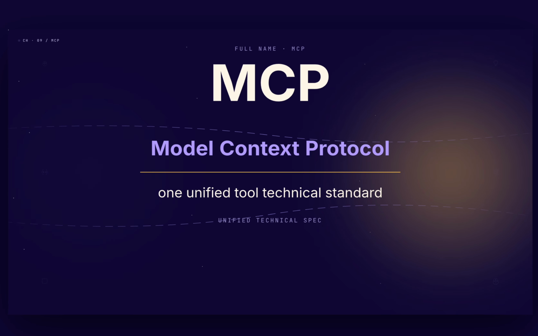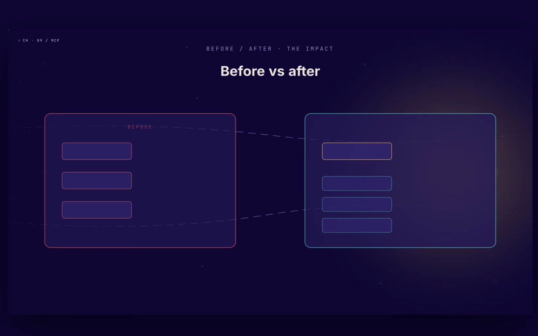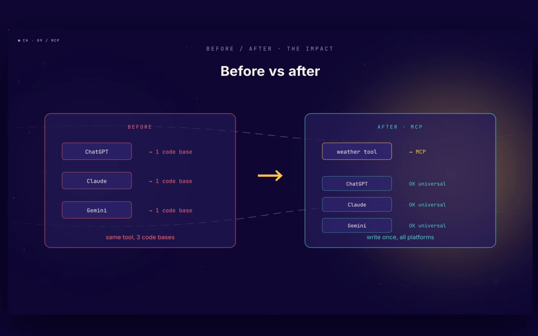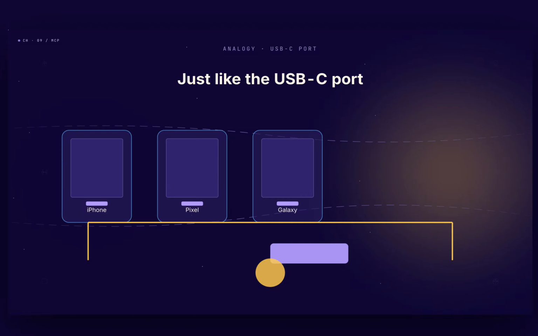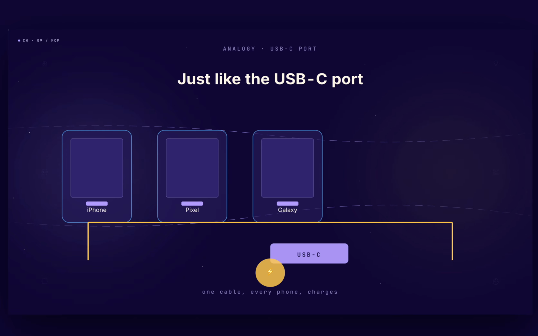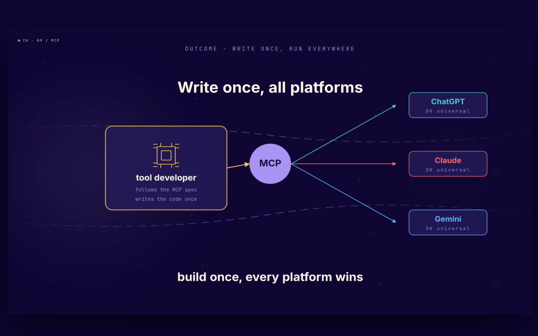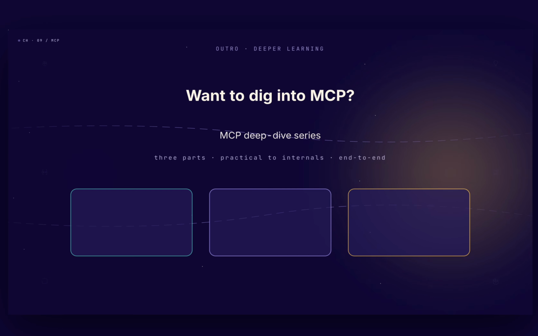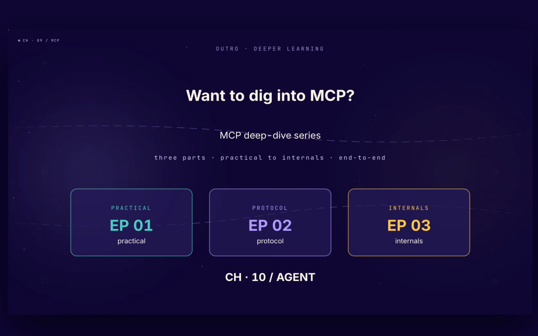MCP stands for Model Context Protocol. The name's a bit academic. Just think of it as one universal technical standard for plugging tools in. With MCP, a developer builds a tool once, following the MCP spec, and that tool works on every platform that supports MCP. It's like every phone now using USB-C. One universal standard, everyone's life gets easier. A developer writes the tool once for the MCP spec, and every supporting platform can use it. If you want a deeper dive into the MCP protocol, check out my Ultimate Guide to MCP series.